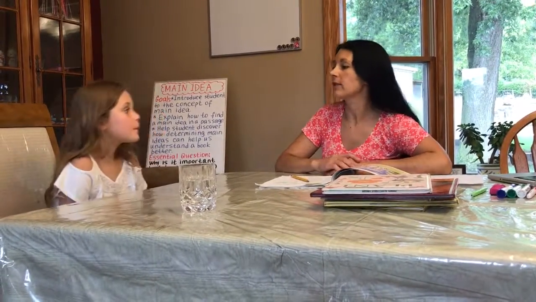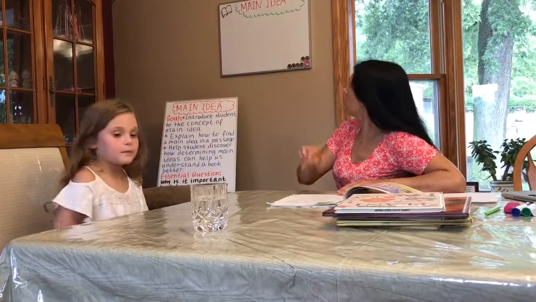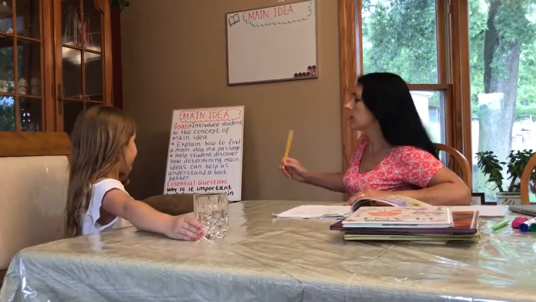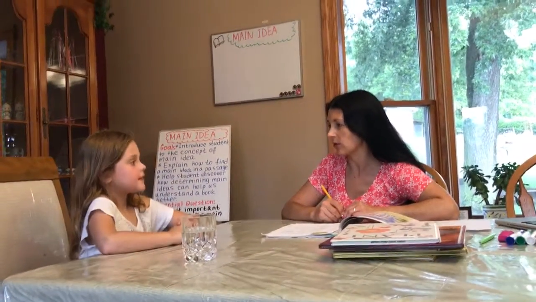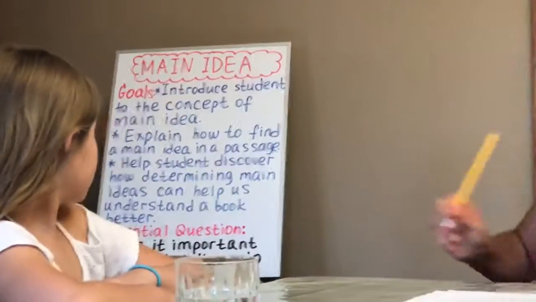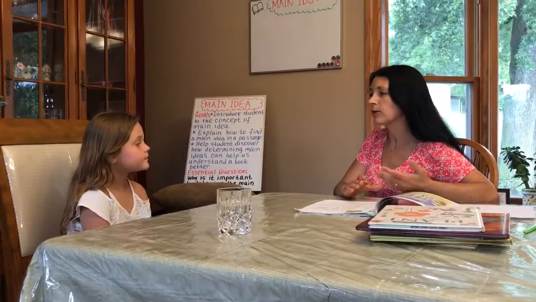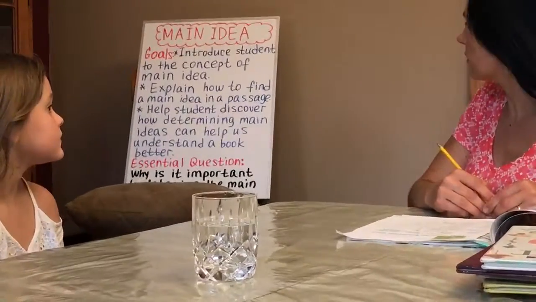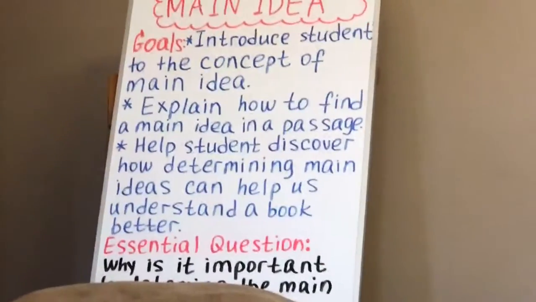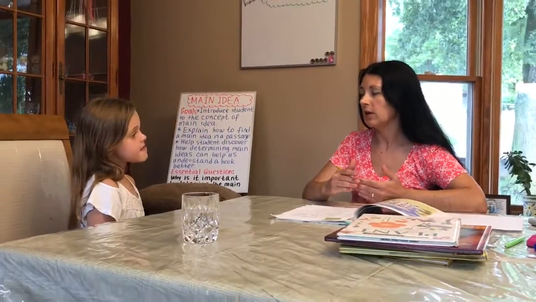Well, today we're going to look at a different concept, but this concept also helps you understand the book better. It's the concept of main idea. I have on my bulletin board here, main idea, that's going to be our topic. The main idea anchor chart will also help us understand the book better and see what the author is trying to say. So we're going to have a goal today. I will introduce you to the concept of main idea, and I'll explain how you can find the main idea in a passage. It could be a passage, section, or chapter in the book, or sometimes even the entire book. And then I will help you discover how determining the main idea can help us understand the book better. Our essential question for today will be, why is it important to determine the main idea? Essential question means a very important, major question.